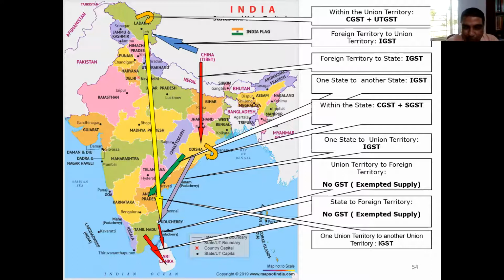And when there is an export, there is no GST. And when there is an import, there is GST. There is IGST. Now I think this concept is clear to you.